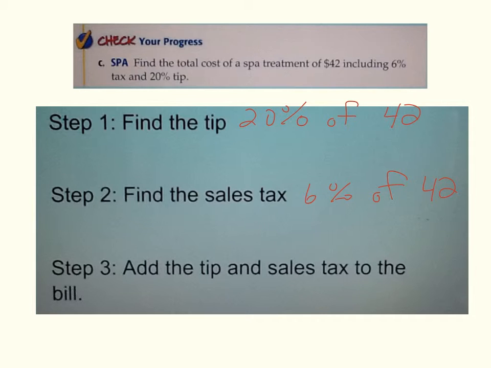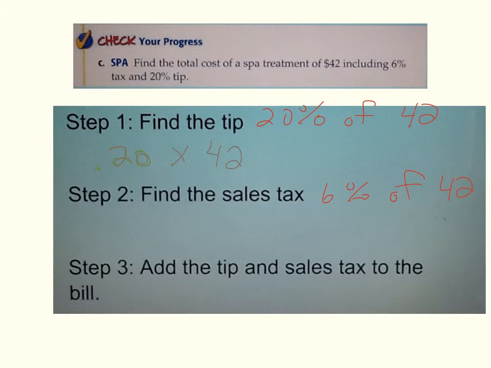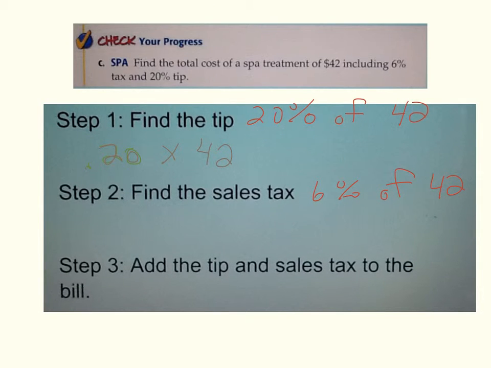20% of $42. The first thing I'm going to do is change my 20% to a decimal, which is 0.2 or 2/10. Of is multiplication, $42. We punch that into our calculator and we end up with $8.40. Again, what is that $8.40? That is the tip amount that we're going to leave.